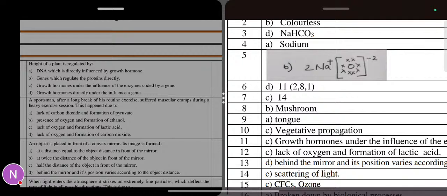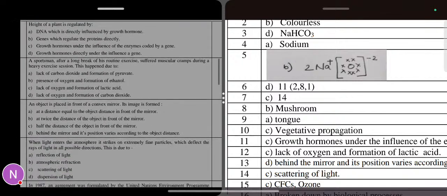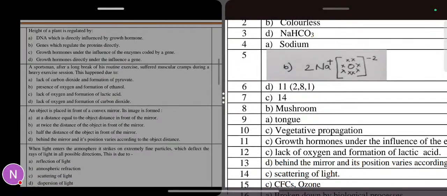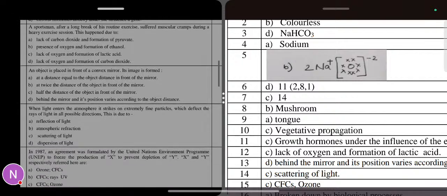Next, the 13th question. Here they have asked: an object is placed in front of a convex mirror. Its image is formed at a distance equal to the object distance in front of the mirror, at twice the distance of the object in front of the mirror, at half the distance of the object in front of the mirror, or behind the mirror, and its position varies according to the object distance. So, behind the mirror and its position varies according to the object's distance.